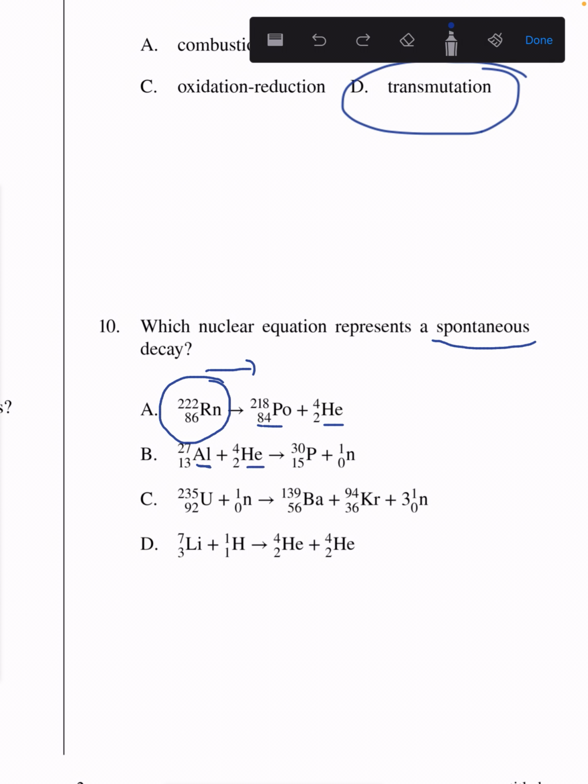Aluminium and helium, right? Here, you need to bombard uranium. It doesn't happen spontaneously. You need to make neutron bombarding. Here, you need to add hydrogen to lithium. It doesn't happen spontaneously. Only this one. You have an initial element, and it goes to polonium and helium by itself, which is a spontaneous reaction.